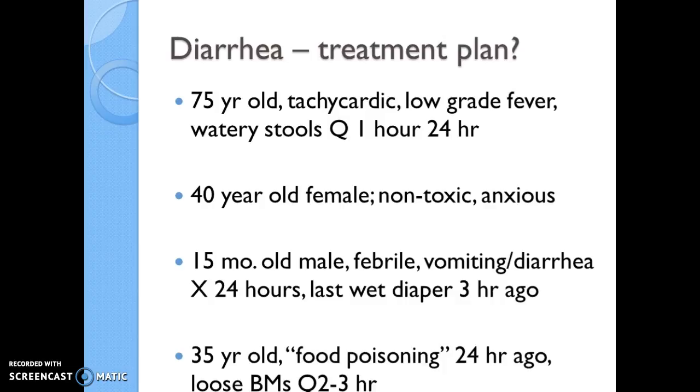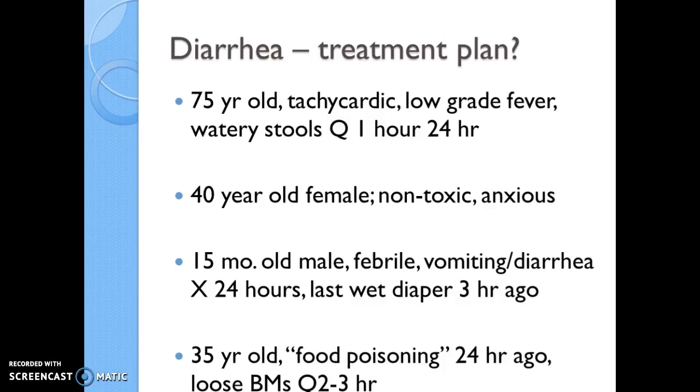Now, switching gears, and I'm just going to walk through these cases here at the end of this slide set. The other end of the spectrum, of course, is diarrhea. And I'm just going to quickly walk through these cases. So we have a 75-year-old who's tachycardic, low-grade fever. Now, the tachycardia is telling us they probably have a fever, as we recall. Watery stools every hour for 24 hours, and you can imagine that this person is probably fairly dehydrated.